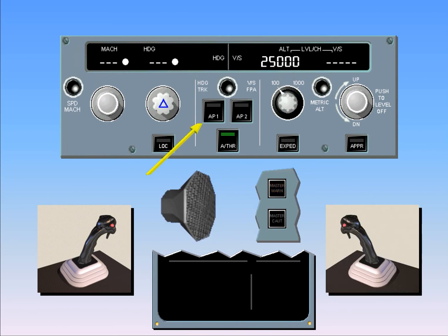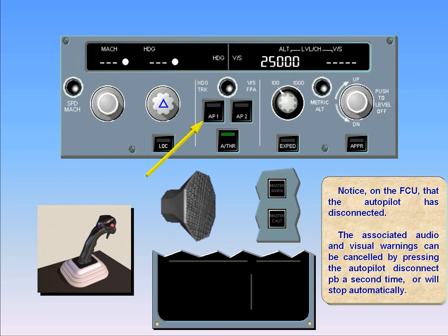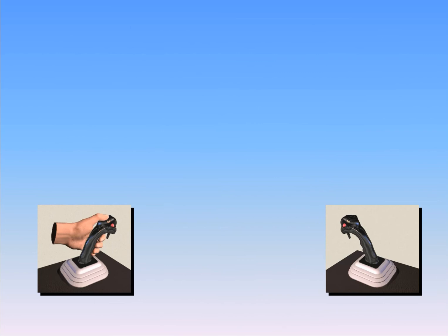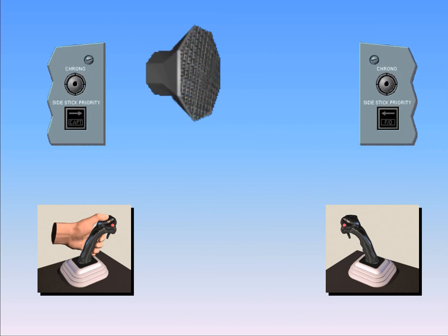Notice on the FCU that the autopilot has disconnected. The associated audio and visual warnings can be canceled by pressing the autopilot disconnect push button a second time, or they will stop automatically. A side stick priority logic is also available. Let's study it in more detail. By pressing and holding a takeover push button, a pilot can deactivate the opposite side stick. Audio and visual indications are provided to identify which pilot has control of the aircraft.